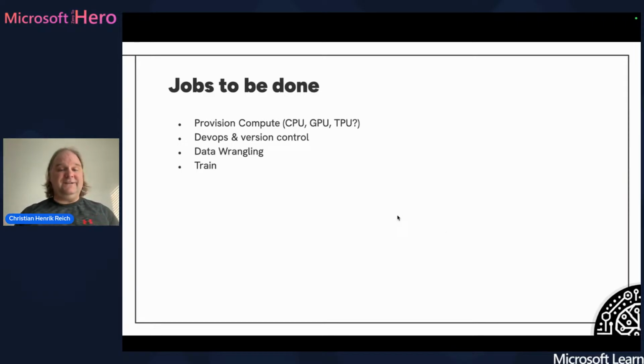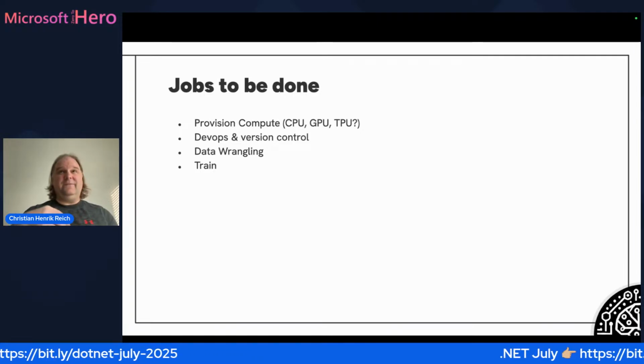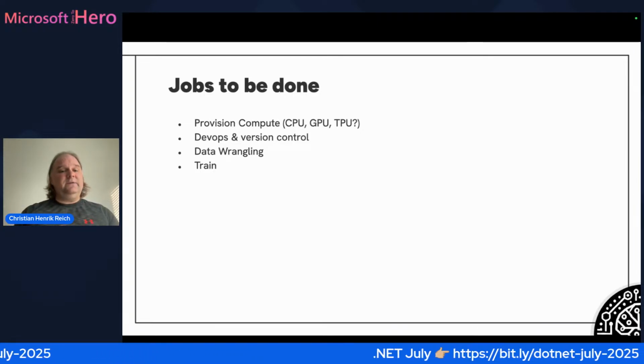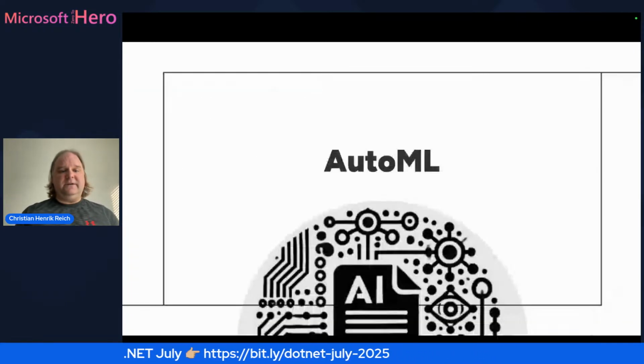In Azure Machine Learning, I have access to NVIDIA's high-end models of CPUs and GPUs. They cost like $150 per hour, but it's possible. DevOps and version control is on the list. They're not there. Data wrangling is very supported. We have Spark, and we also have good support for Pandas, and we have some UI support as well. And training a model can be a bit strange.